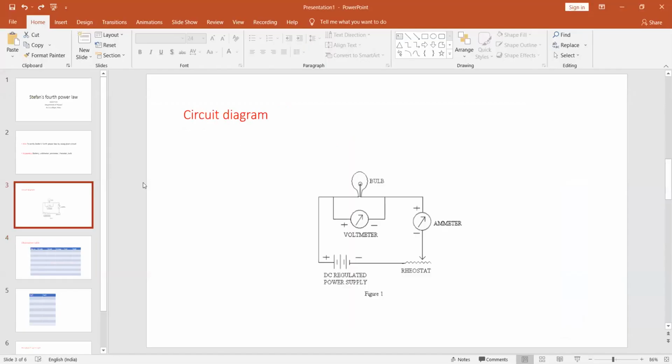Here there is the circuit diagram. It is like this, and like this circuit diagram we have to join the circuit. There is a bulb, there is a voltmeter, there is a power supply, and a rheostat and ammeter. Here in the virtual laboratory, we have not connected the rheostat. We connect the battery directly to the ammeter. We will return back to this virtual lab.